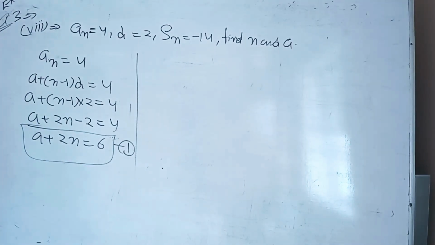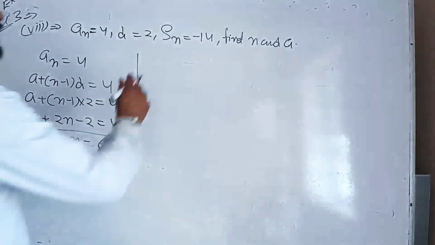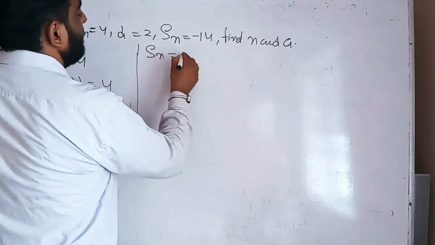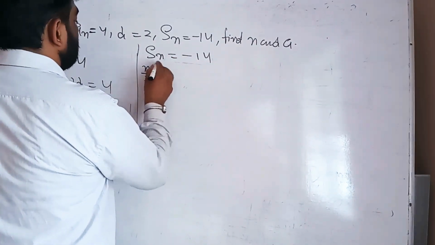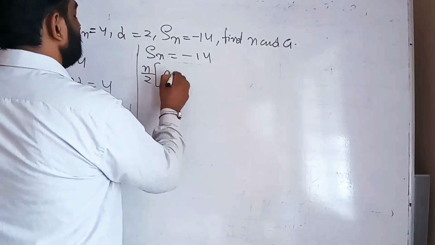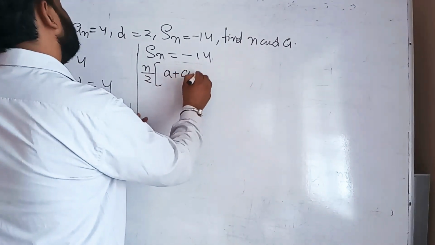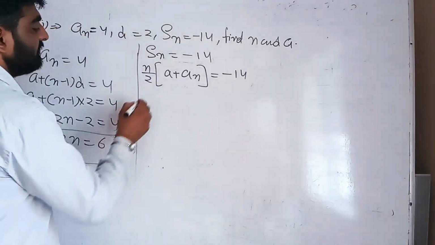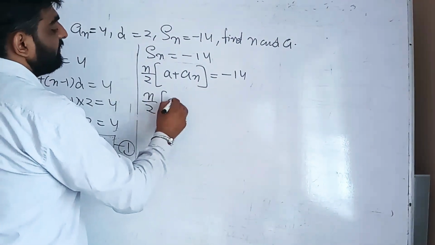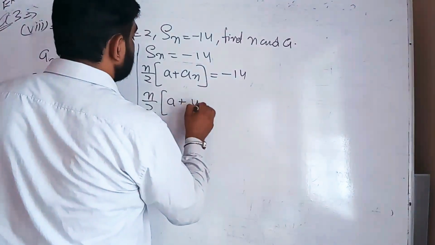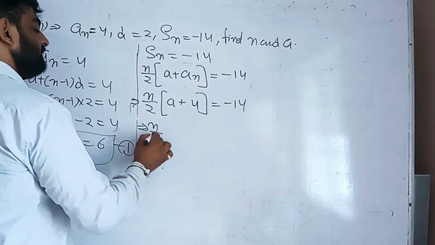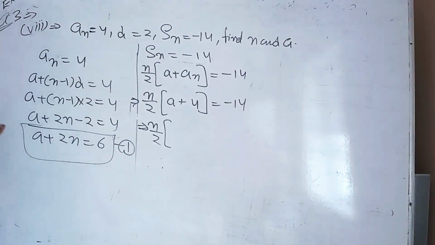Done with that. a plus 2n equals 6. Now we will consider Sn equals minus 14. We have to use the formula Sn equals n upon 2 into (a plus an), because the value of an is given. So n upon 2 into (a plus 4) equals minus 14.